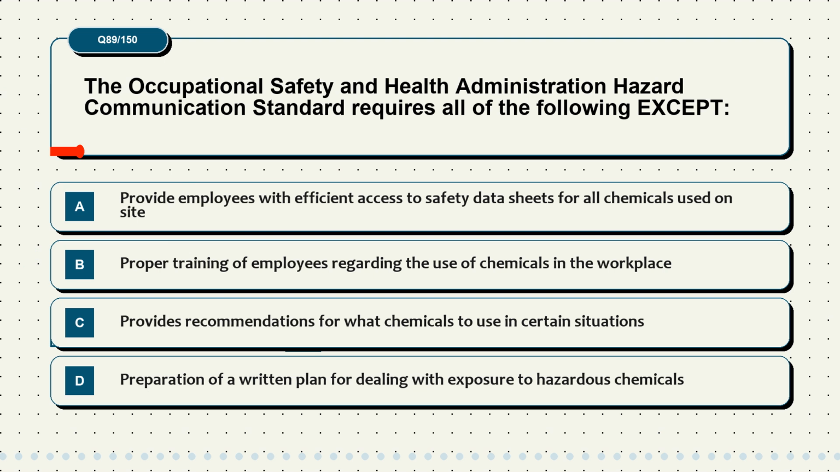Question 89. The Occupational Safety and Health Administration Hazard Communication Standard requires all of the following except, here are the options. Option A. Provide employees with efficient access to safety data sheets for all chemicals used on site. Option B. Proper training of employees regarding the use of chemicals in the workplace. Option C. Provides recommendations for what chemicals to use in certain situations. Option D. Preparation of a written plan for dealing with exposure to hazardous chemicals.